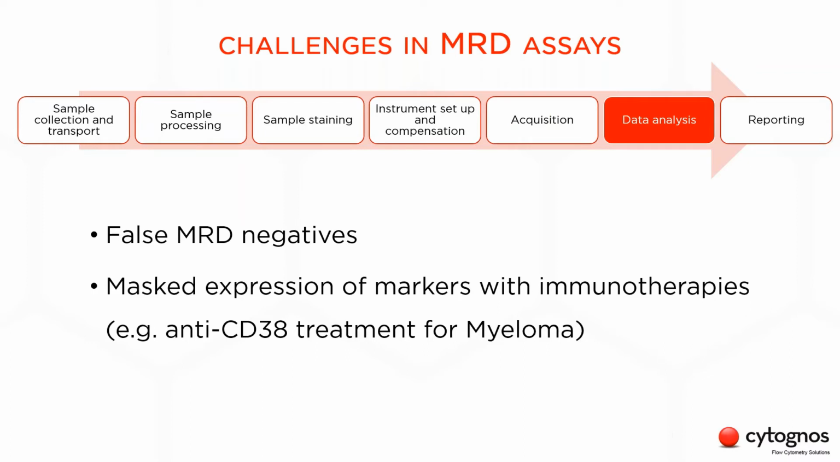One of the biggest challenges in MRD assays, as we know, are the false MRD negatives, because we are handling a large number of events, and we want to identify a population that has a very low frequency. So high sensitivity is key to avoid reporting false MRD negatives here. Plus, we need to consider the patient treatment for the gating strategy. Some immunotherapies can mask the expression of certain markers.